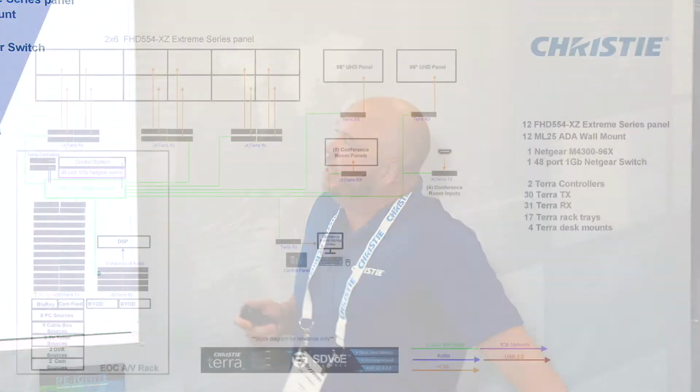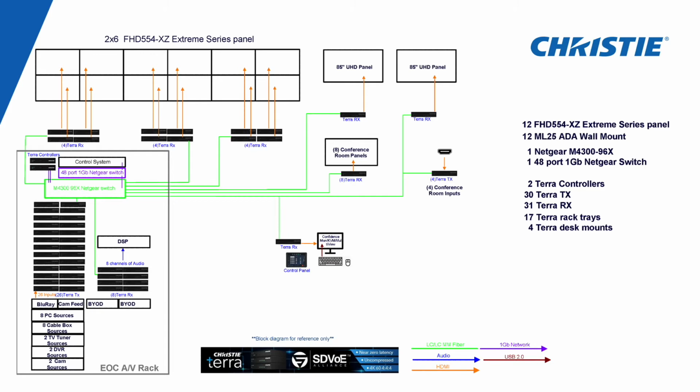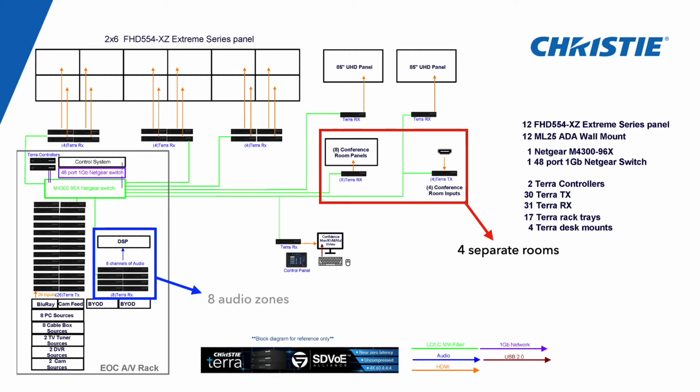Here are some case studies. This is a case study I did for an EOC here in the US. Really simple. 2x6 Christie panels. Each panel got a receiver. I had 4 separate rooms where they had the conference panel. It's basically conference rooms. Dedicated 8 audio zones, so I had receivers dedicated for that go in the DSP. And a supervisor workstation.